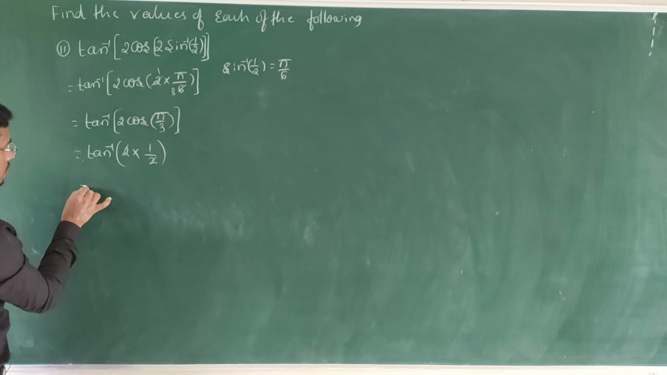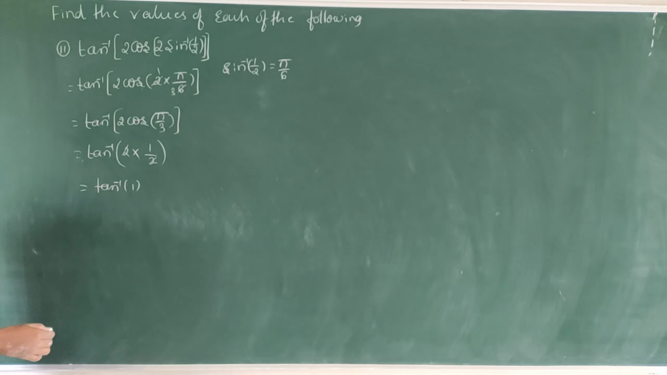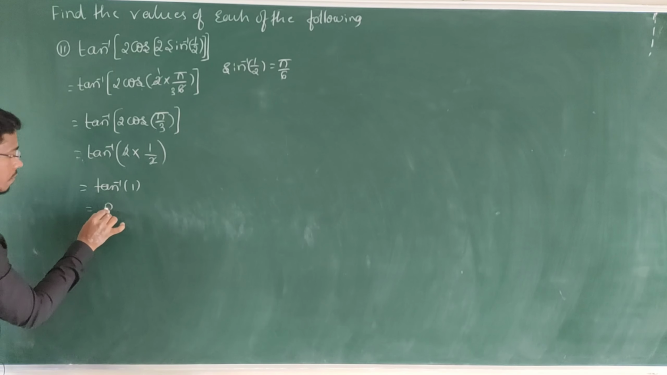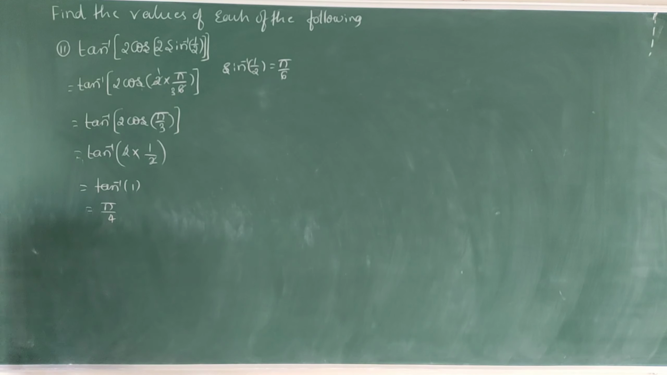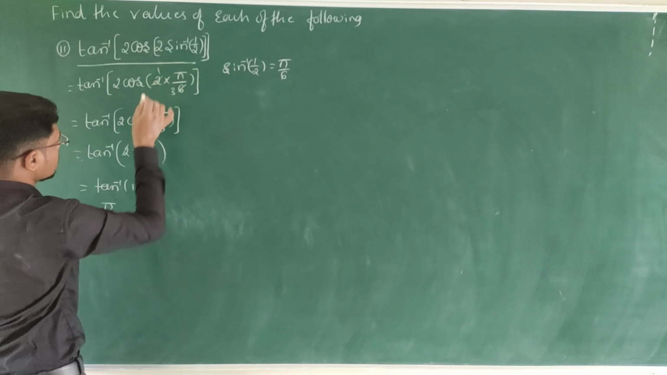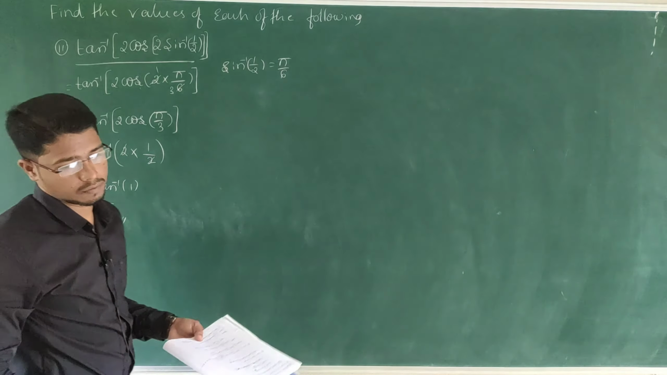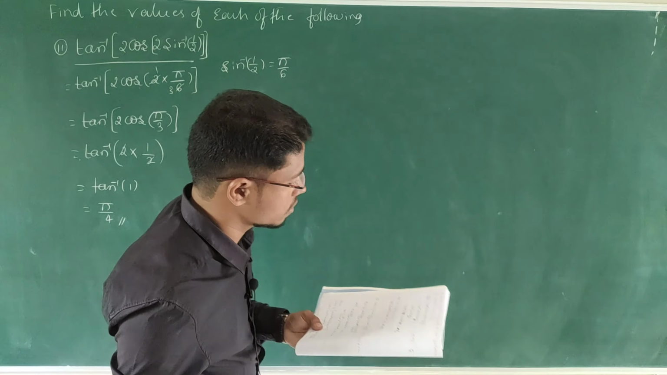The 2 and the 1 by 2 cancel, tan inverse of 1 remains. So what is tan inverse of 1? Pi divided by 4. Okay, so what is the value of this question? It is pi divided by 4. Very simple questions.